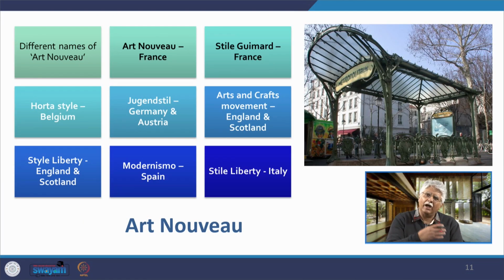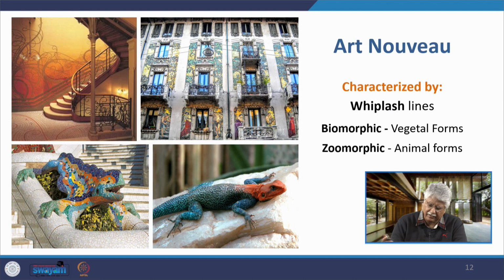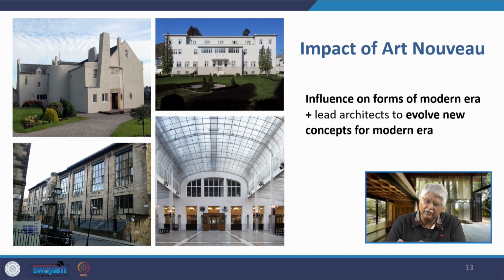And Art Nouveau had various titles across different countries of Europe, and it became a widespread movement. It was characterized, like I said, by whiplash lines and biomorphic and zoomorphic forms. We also saw the most radical works like that of Antoni Gaudi, and its impact was its influence on the forms of the modern era, and it led architects to evolve new concepts for the modern era.